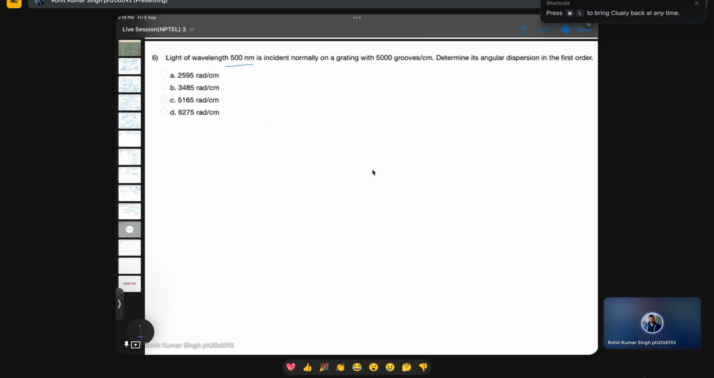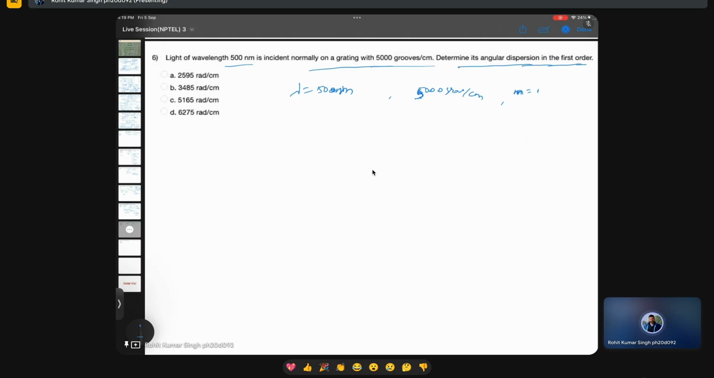Another simple problem based on the formula. Light of wavelength 500 nanometer is incident normally on a grating with 5000 grooves per centimeter. So 5000 grooves per centimeter is given, and we have to determine its angular dispersion in the first order. So m is equal to 1.